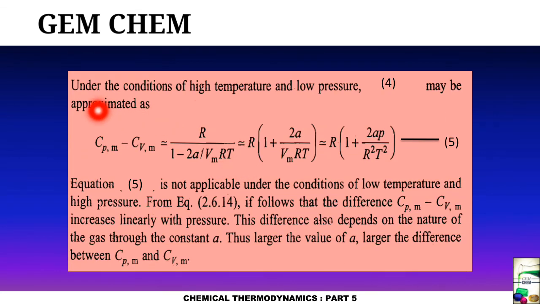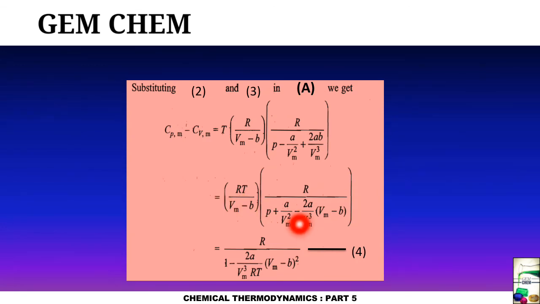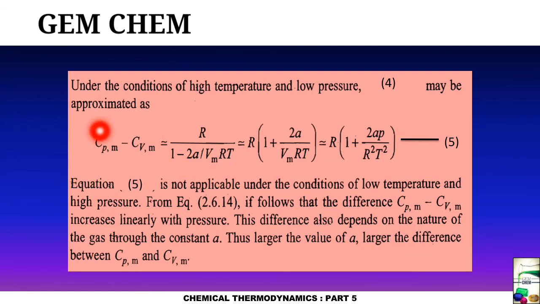So if you see here, under the condition of high temperature and low pressure, the expression that we have obtained from here may be approximated as R by 1 minus 2a divided by Vm RT. Okay, and with more simplification, we get ultimately this one. And in place of Vm, we write RT by P. That is, Vm here is substituted as RT by P. Okay, so this is the expression for Cp minus Cv, the molar heat capacities, for the van der Waals equation.